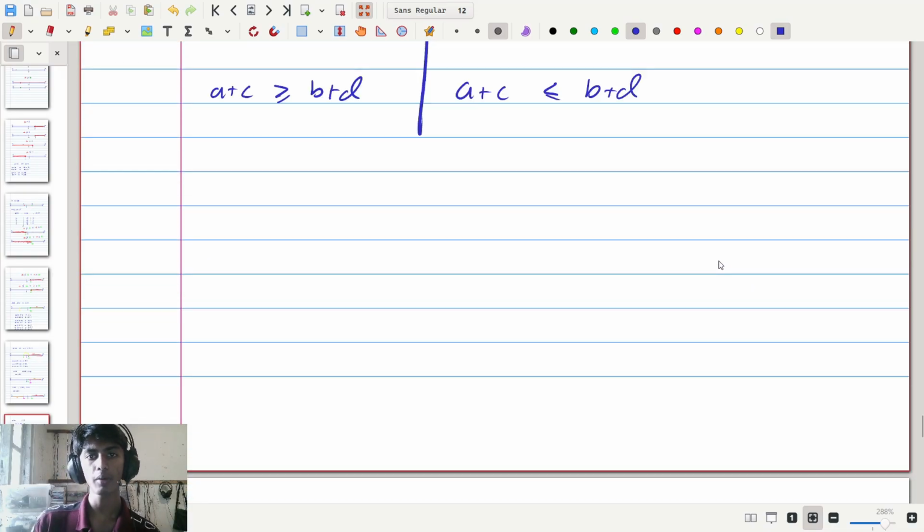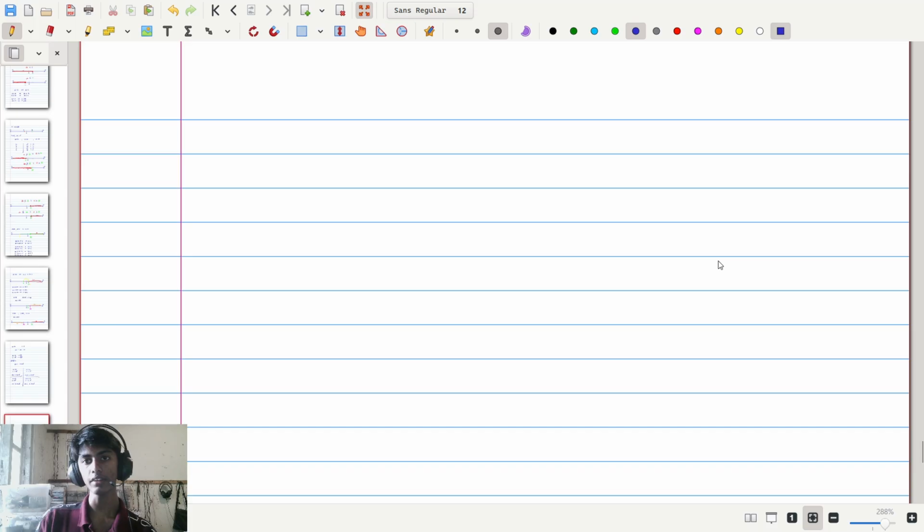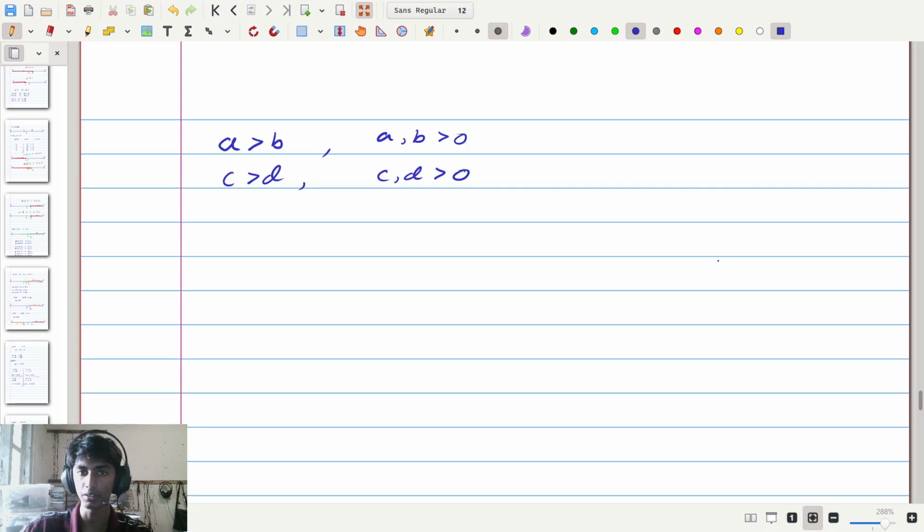The next identity we have is somewhat similar but also different because it has certain rules. It only works in certain particular cases. If we have a greater than b and a and b are both greater than 0, meaning a and b are positive numbers, and we have c greater than d where c and d are both positive numbers, then a is a bigger number than b and c is a bigger number than d, and all four of these numbers are in fact positive. Given this, we can guarantee that ac is greater than bd.